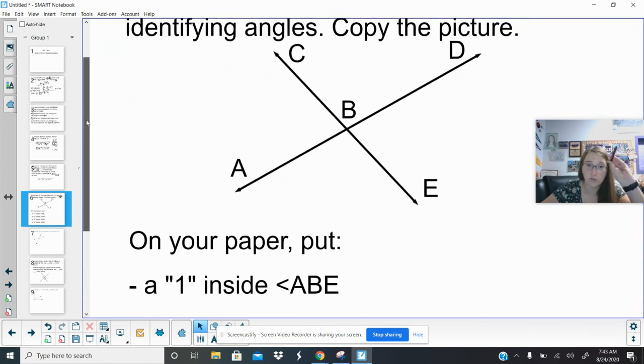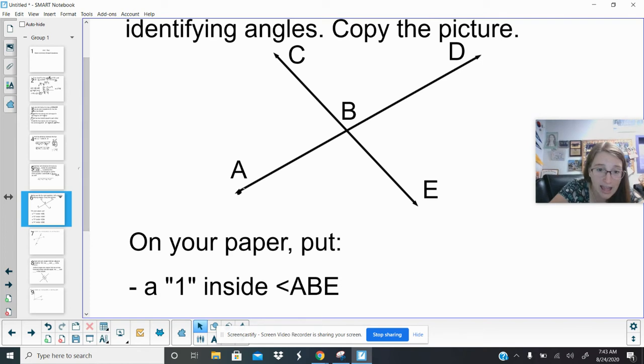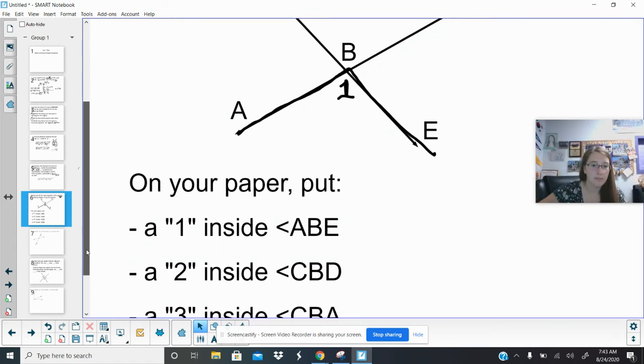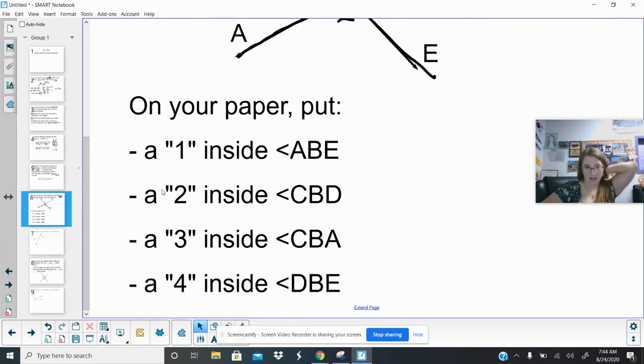So with your pencil, here's what you should do. Angle A to B to E. That's talking about this angle. So I'm going to put a 1 right there because that's what it says to do. A 1 inside angle A to B to E. So I want you guys to go ahead. We're going to pause the video again. And you are going to put a 2 inside this angle, 3 inside that angle, 4 inside that angle. Follow with your pencil. Go ahead and give it a shot.